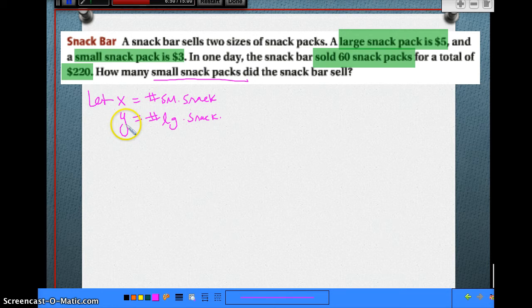So if I take all of the small packs and add to it all of the large packs, I have a total of 60 altogether. There's one of my equations.